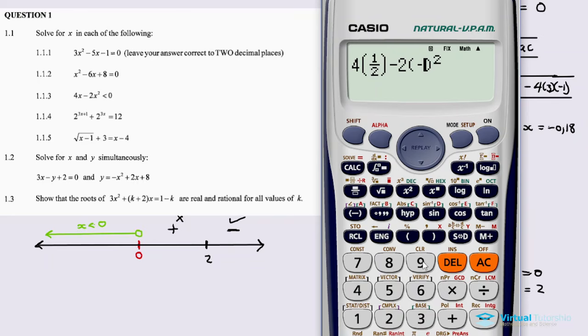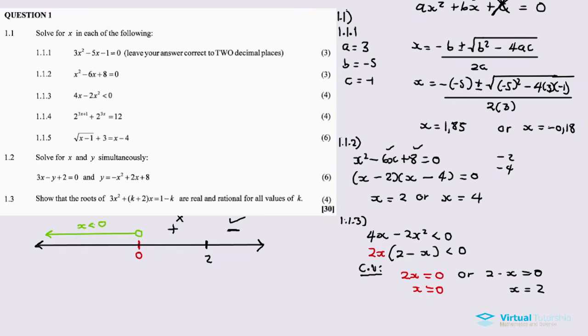Of course, negative 9 is less than 0, or negative 99 is still less than 0. Some substitute 99. Now the answer is what? The answer is negative 19,998. So the answer is negative.